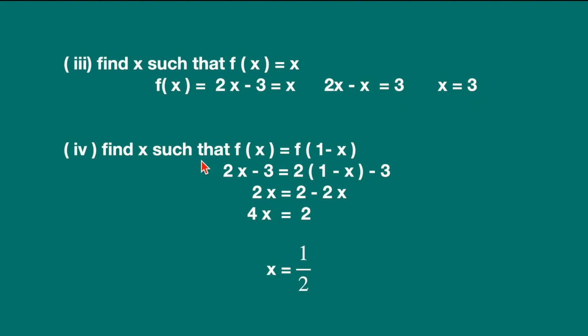Find x such that f(x) is equal to f(1 minus x). So write down f(x) and then f at 1 minus x means this value you should substitute in place of x. So 2 into (1 minus x) minus 3. Now open the bracket and simplify. This minus 3 will cancel, you will get 2x is equal to 2 minus 2x. So bring this on the left side, you get 4x is equal to 2 and x is equal to 2 upon 4, that is equal to 1/2.